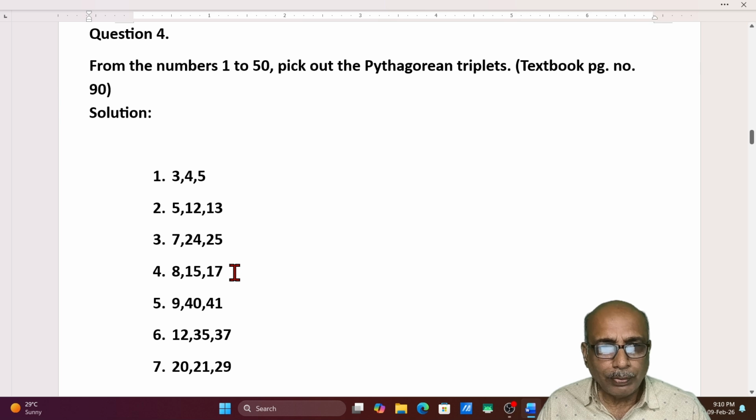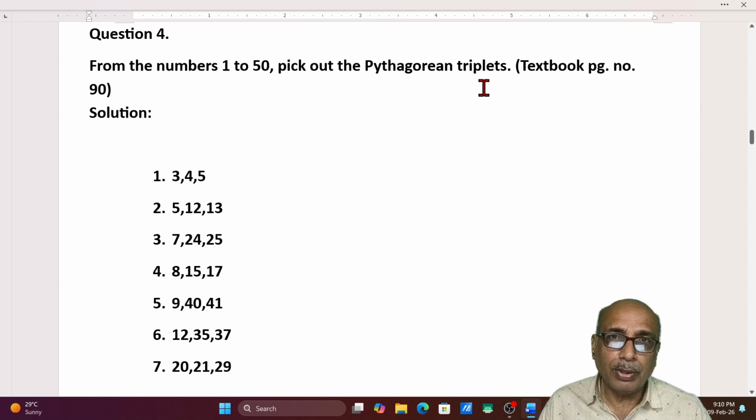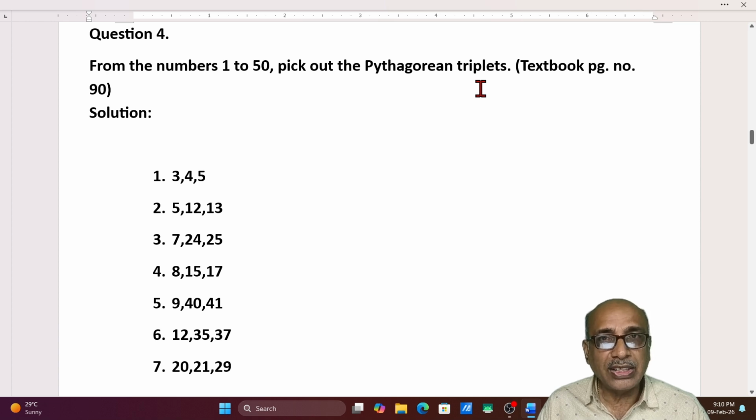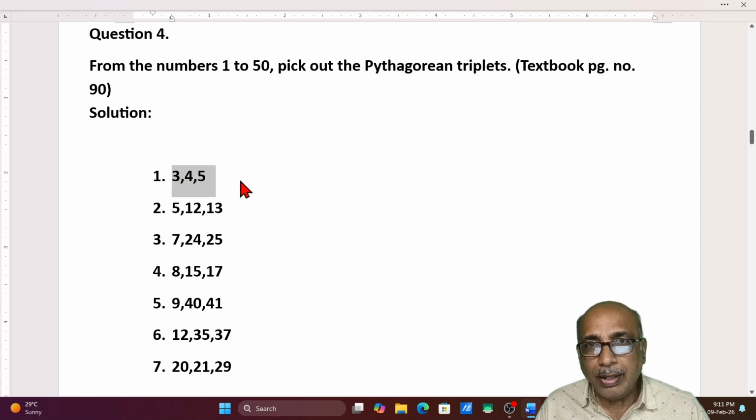Question number 4. Here is an activity which you will perform. For your reference, I am giving here. Please see from the numbers 1 to 50. Pick out the Pythagorean triplet. Pythagorean triplet means the squares of the two smaller numbers sum to the square of the largest number. For example, we have already taken 3, 4, 5 in the above two examples. So 3 square, 9, 4 square, 16, 9 plus 16, 25 equals 5 square.